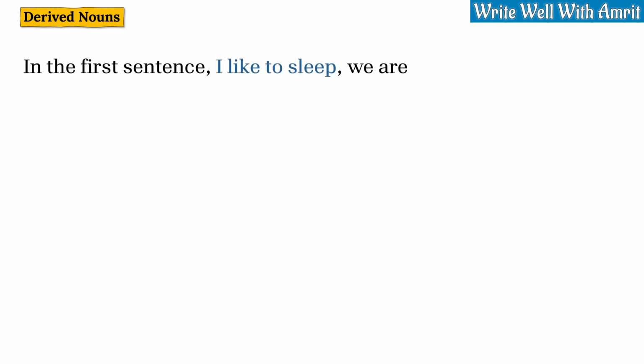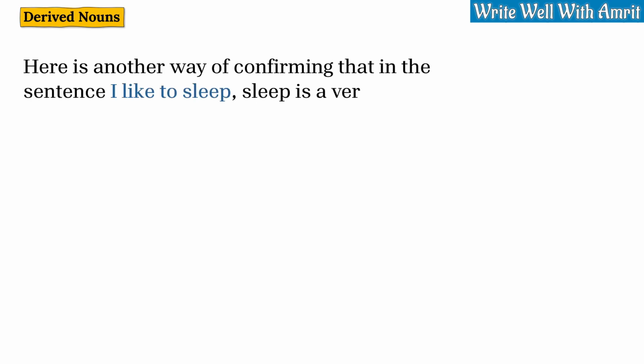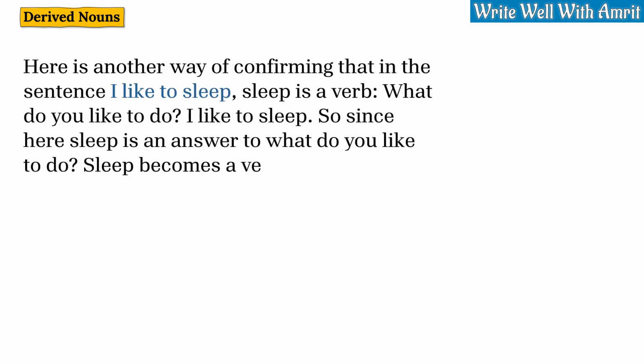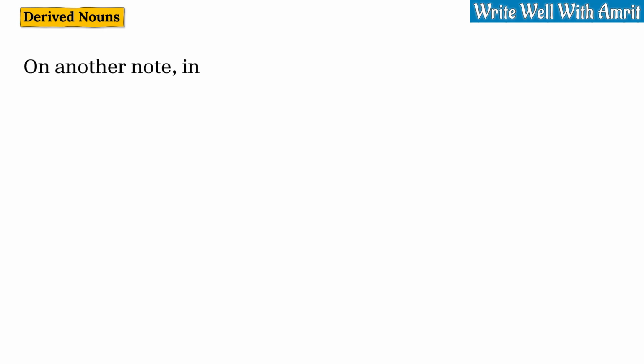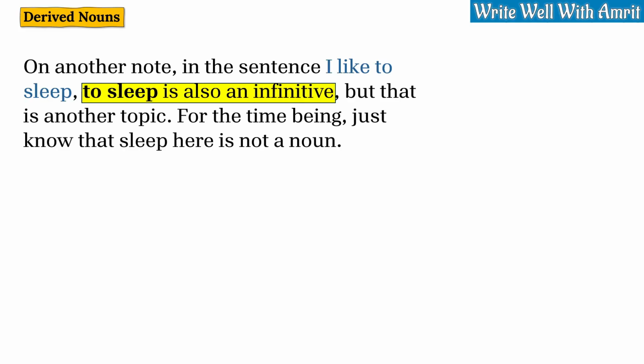In the first sentence, I like to sleep, we are focusing on the action of sleeping. You can write the same sentence as, I like the act of sleeping. I like to perform the action of sleeping. Here is another way of confirming that in the sentence, I like to sleep, sleep is a verb. What do you like to do? I like to sleep. So since here, sleep is an answer to what do you like to do, sleep becomes a verb. On another note, in the sentence I like to sleep, to sleep is also an infinitive, but that is another topic. For the time being, just know that sleep here is not a noun.